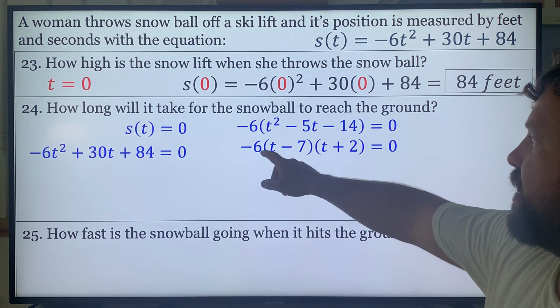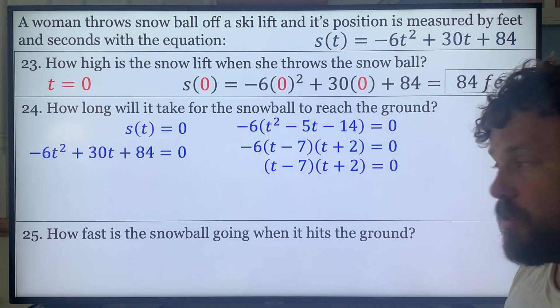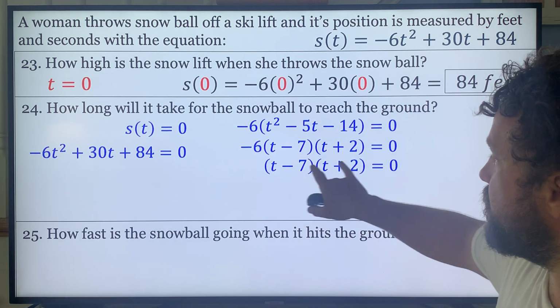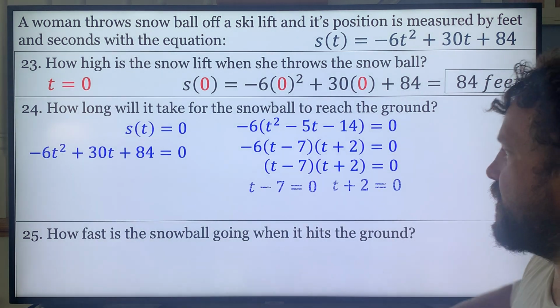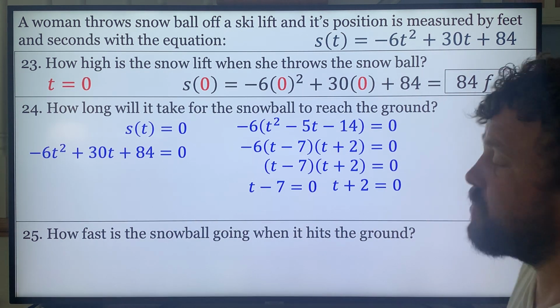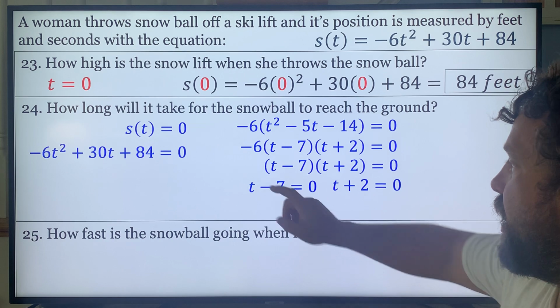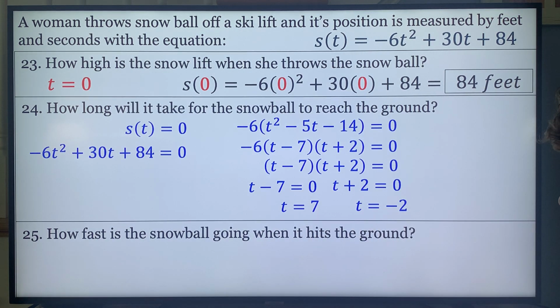Since I'm solving for t, I can just divide everything by negative 6. 0 divided by negative 6 is 0. It just pretty much goes away, because we only care when these two things equal 0, because that makes the equation equal 0. So when t minus 7 equals 0 and when t plus 2 equals 0, that is when our snowball can reach the ground. Add 7 to both sides, subtract 2 from both sides, you get 7 or negative 2.